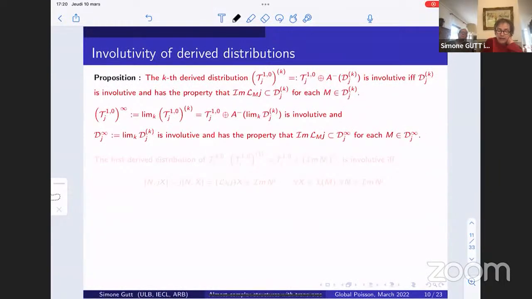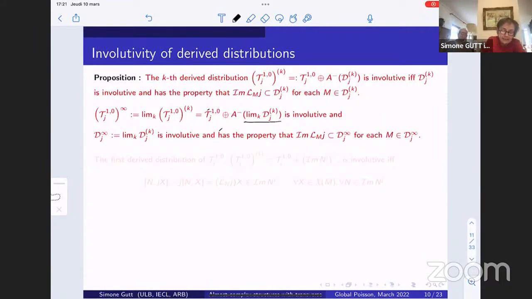And so we arrive at the proposition that this increasing distribution will stop. The k-th derived distribution is involutive if and only if D_k is involutive and has the property that the image of the Lie derivative of J in the direction of any section of D_k is in D_k. And of course, this may not happen before you reach the limit. By the limit, I mean the union of all the sections of the T_k for all k's. And this will be written as the sections of T^{1,0} plus the sections of A minus of the union of the D_k. So it's a union of increasing distributions.